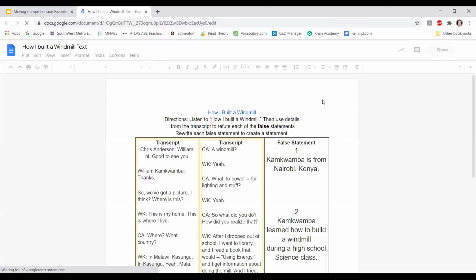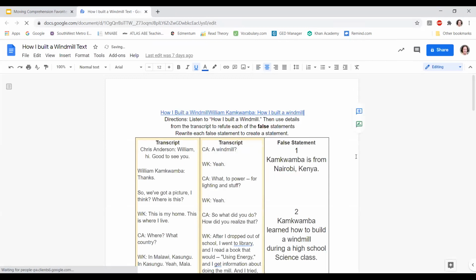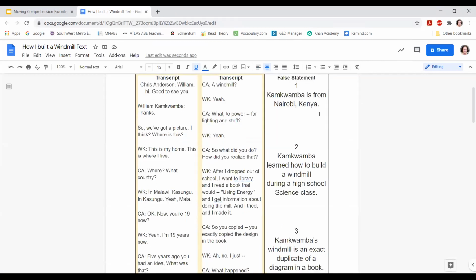I'm not particularly fond of the layout, this is sort of the best I can do with Google Docs. So they have the transcript on the first 2 columns, and then a false statement in the 3rd column. And then my students have to go back into the transcript, find the text to refute that false statement. And I'll give you an example here of what the key looks like. Again, we're going to look at this in depth tomorrow.